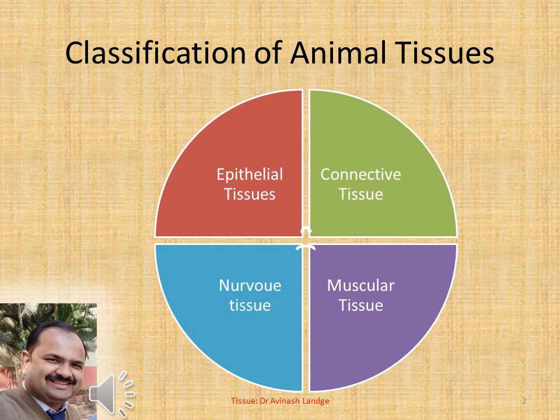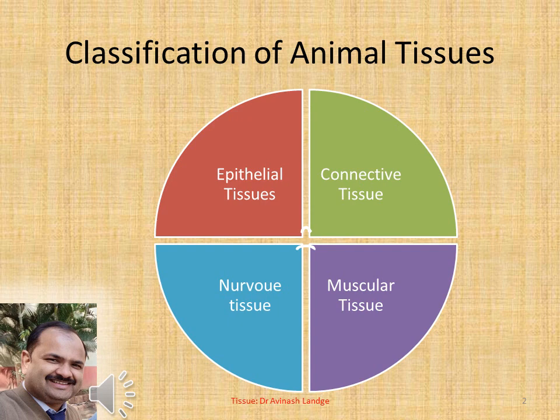Basically, these animal tissues are classified on the basis of their function and locations. All these animal tissues are classified mainly in four types. They are epithelial tissues, connective tissues, muscular tissues, and nervous tissues. So these epithelial tissues are further classified into four different types as squamous epithelial tissues, columnar epithelium, cuboidal epithelium, ciliated epithelium. In subsequent slides, we are going to study about them in detail.